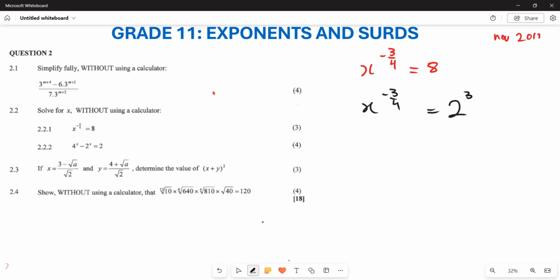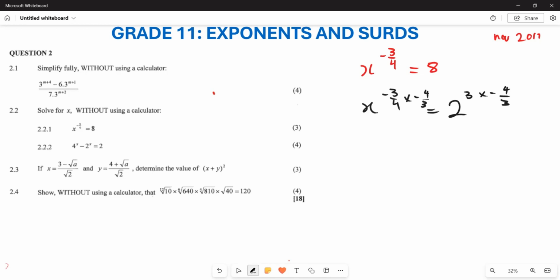The next thing that you're going to do here: the power negative 3 over 4 is going to be multiplied by negative 4 over 3. Remember, we must multiply with the reciprocal so that these two can cancel each other. So you multiply with negative 4 over 3, not 3 over 4, sorry about that. Similarly, on this side, you multiply by negative 4 over 3.